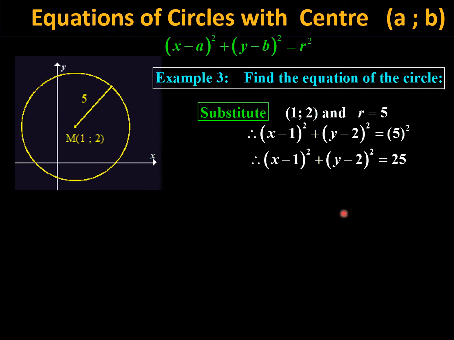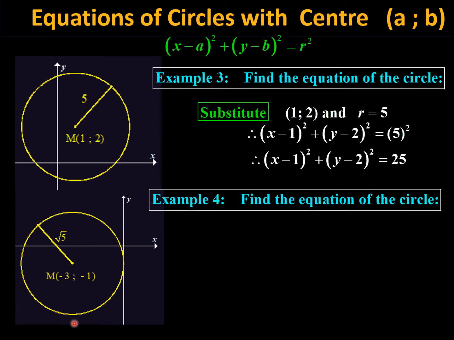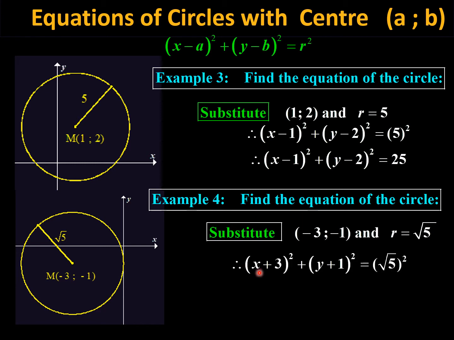Let's take another example. Again, here we have a center at (-3, -1). So that -3 is going to become, that's correct, a +3. And that -1 is going to become a +1. And then we just have to substitute r equal to square root of 5 in the formula. So that's (x + 3) squared plus (y + 1) squared, and that root of 5 squared becomes, that's correct, 5.